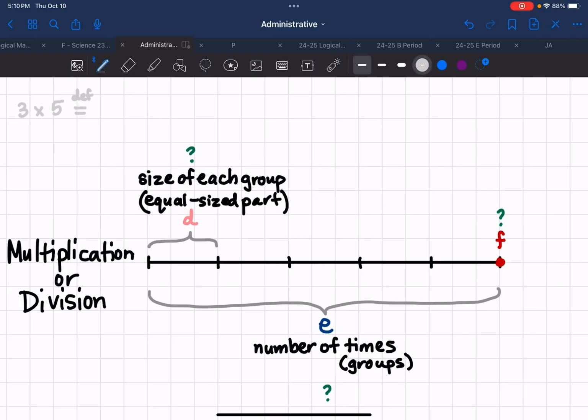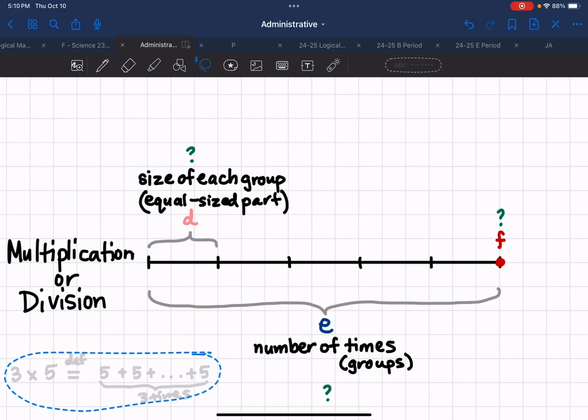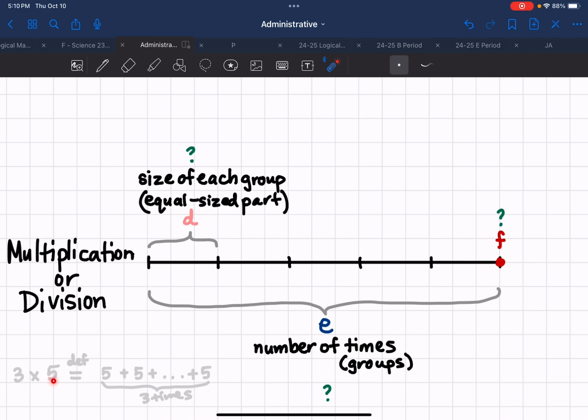this number, which is 5, plus 5, plus ... means I'm going to keep on adding 5, and this first number tells me how many times I do it. I'm going to do that 3 times. Okay? So I'm actually just going to move this here because it might get in the way. All right. So multiplication is defined. So if you see 3 times 5, it's defined as 5 plus 5 plus 5. How many times are we going to do that? We're going to do that 3 times, okay?